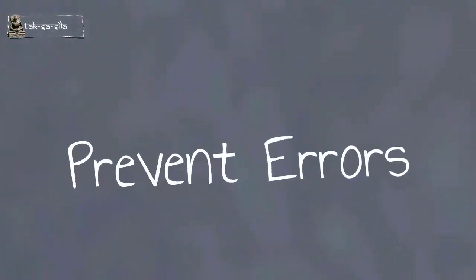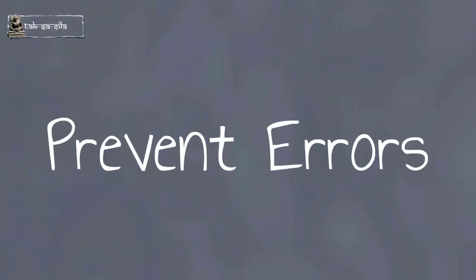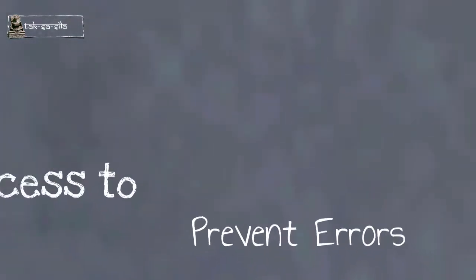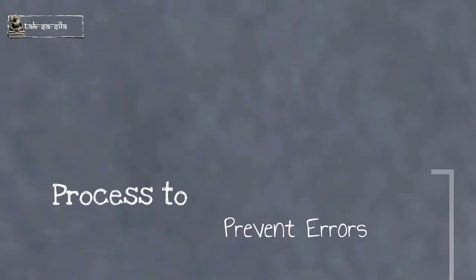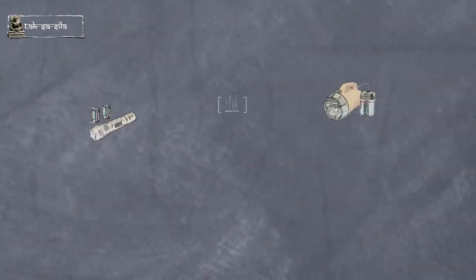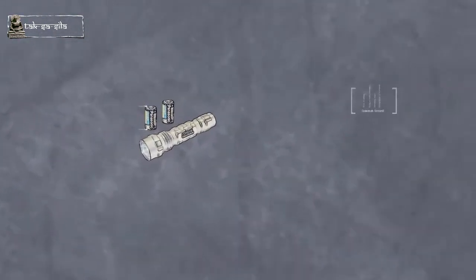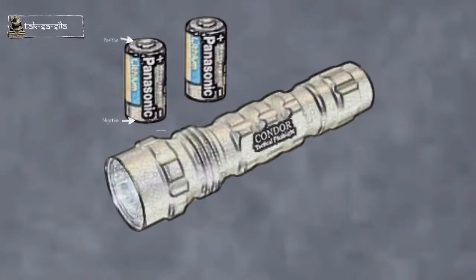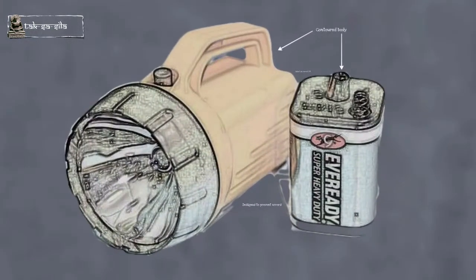We all know that prevention is better than cure. So rather than correcting the defects in the documents, we must design a process that will stop errors from happening. The question is, how? Let me give you an example. I have two flashlights. The first requires two AA batteries. The second has a rechargeable battery that can be detached from the flashlight and plugged into a power source.